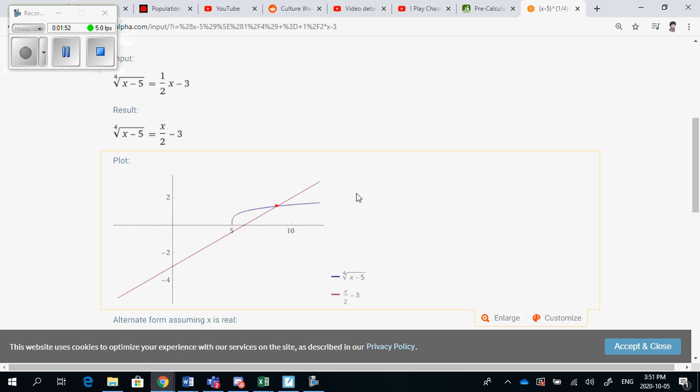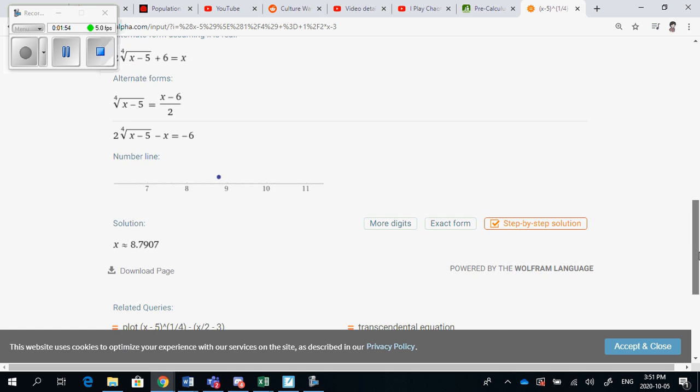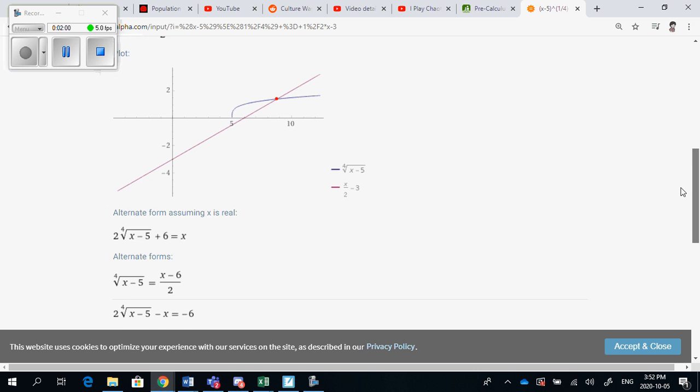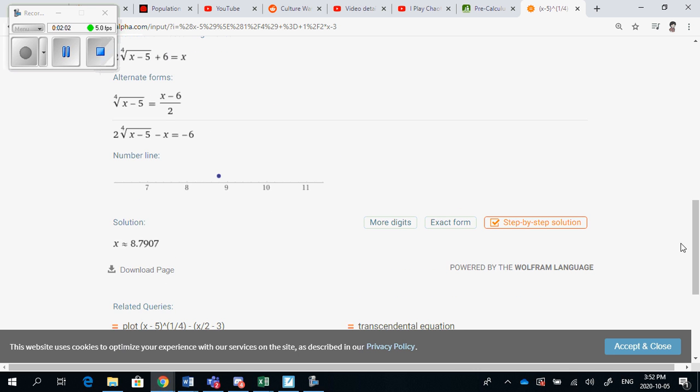That's closer to what we saw in class. And it should also give us an approximate solution. Sure enough, x is approximately 8.7909. So you'd copy that graph and you'd find that approximate value. So all you really need to do, besides drawing those two, is do the third one.